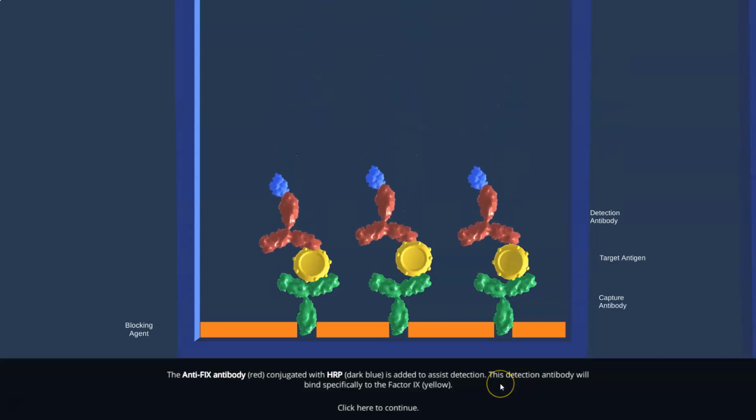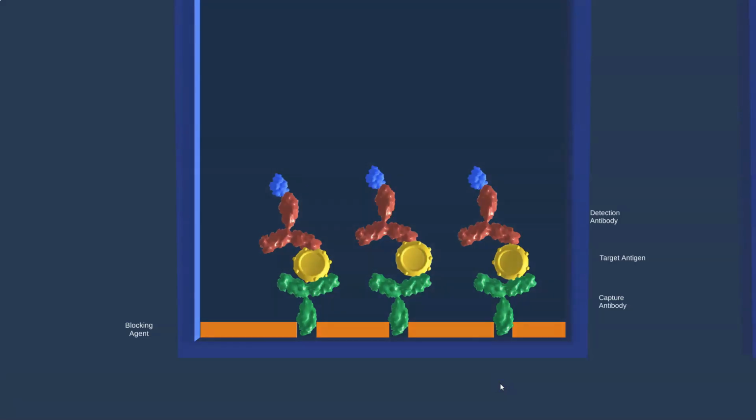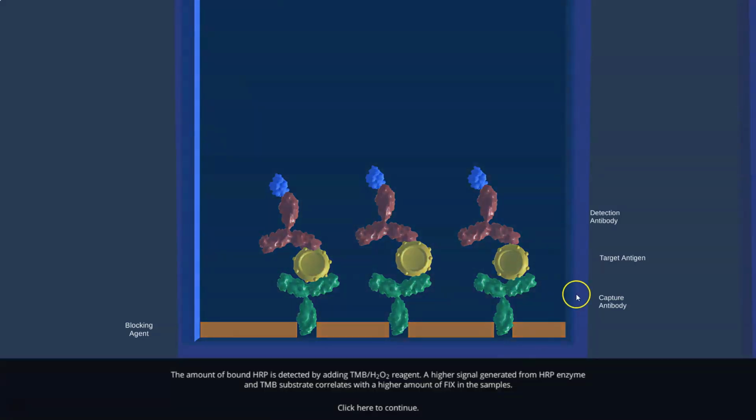The anti-factor IX antibody conjugated with HRP is added to assist detection. This detection antibody will bind specifically to the factor IX. The amount of bound HRP is detected by adding TMB reagent. A higher signal generated from the HRP enzyme and TMB substrate correlates with a higher amount of factor IX in the samples.